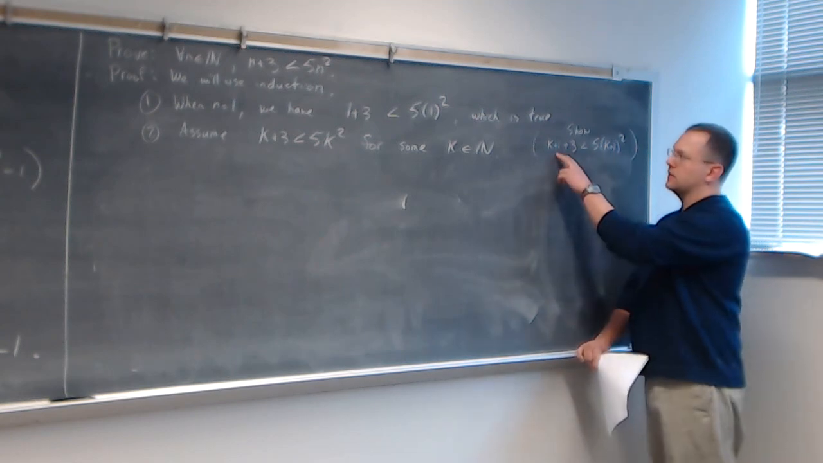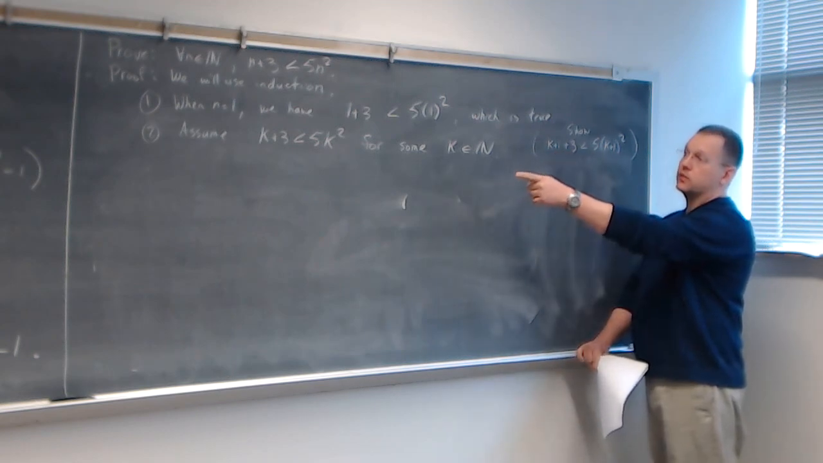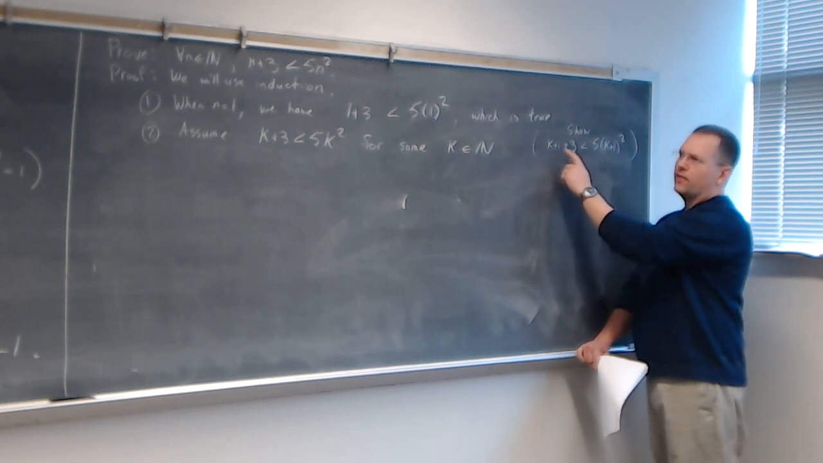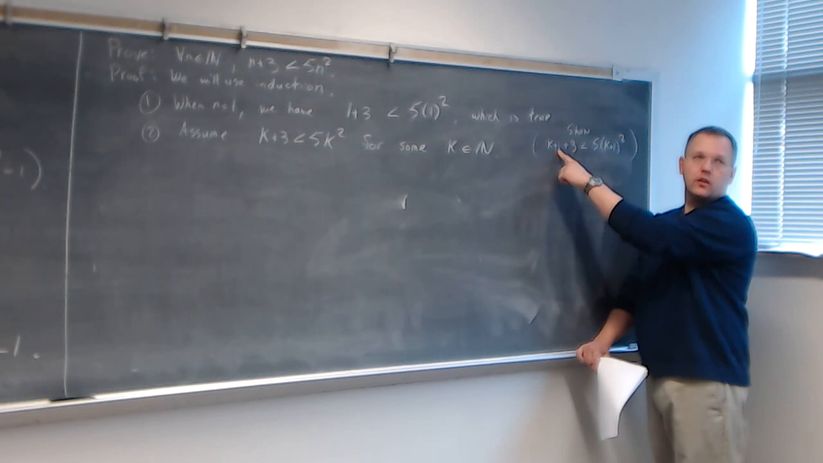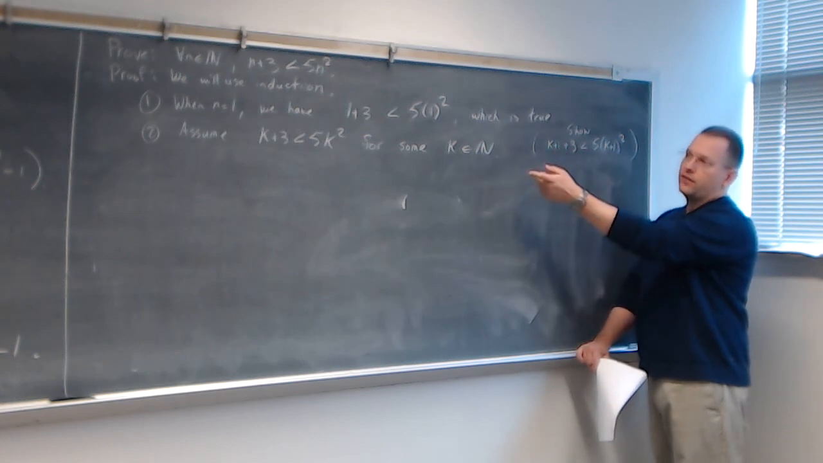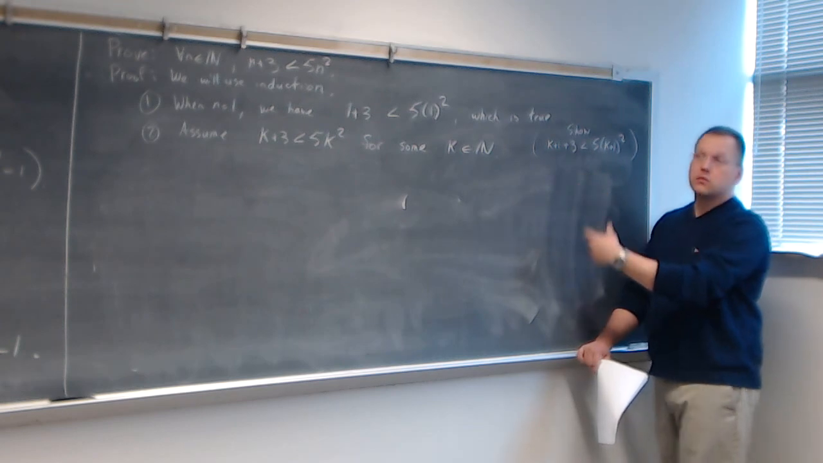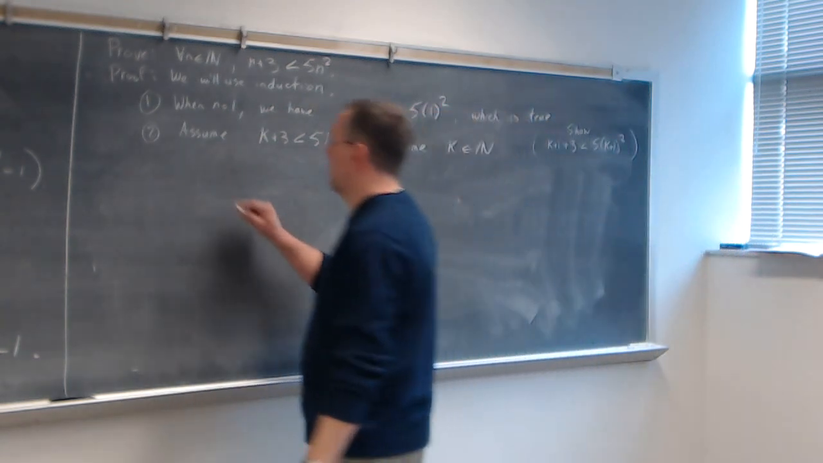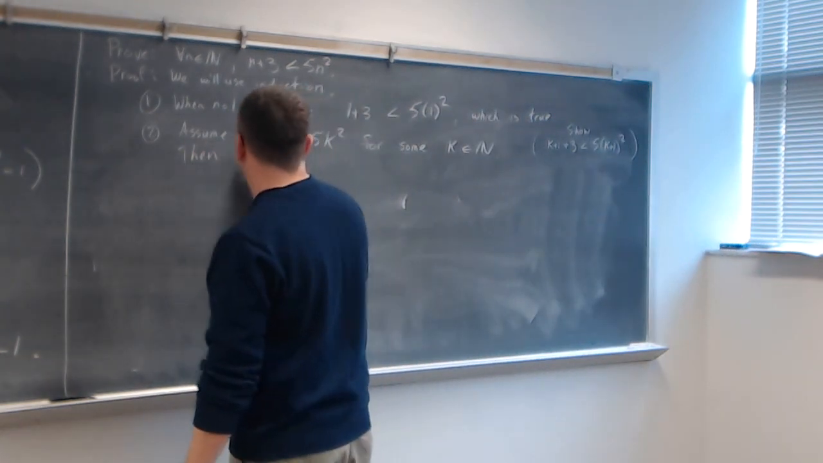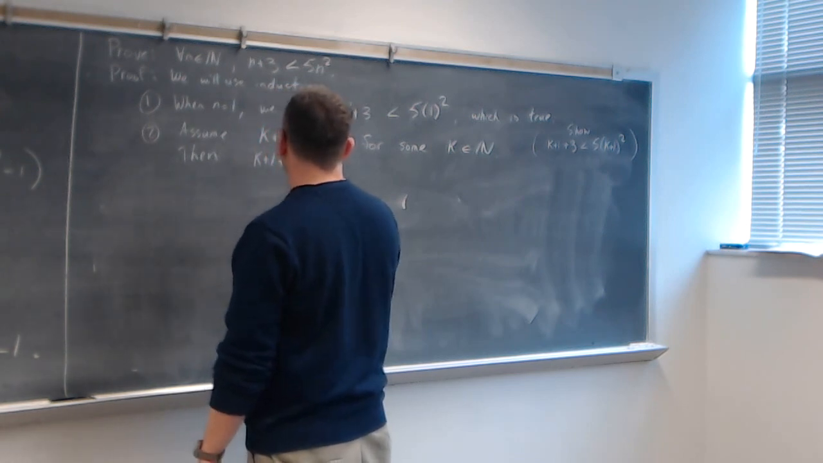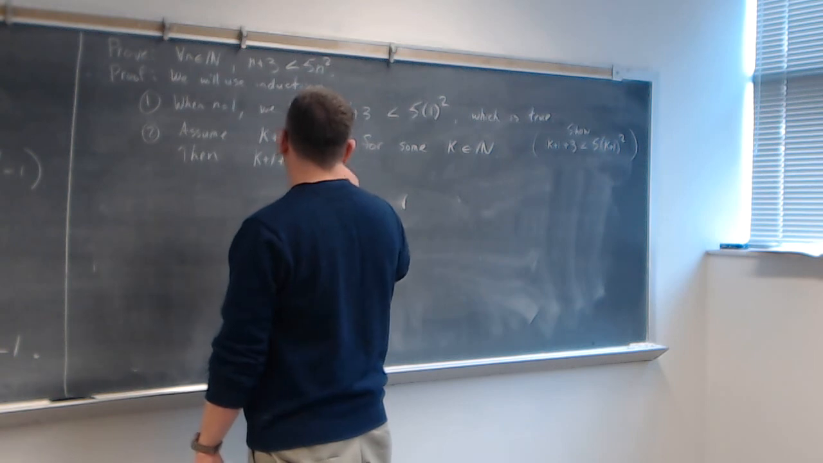So, look at this left-hand side inequality. I already know that k plus 3 is less than 5k squared. So if I add this plus 1 to the left-hand side, I can add it to the right-hand side as well, and I still have a true inequality. Then k plus 1 plus 3 is less than 5k squared plus 1.